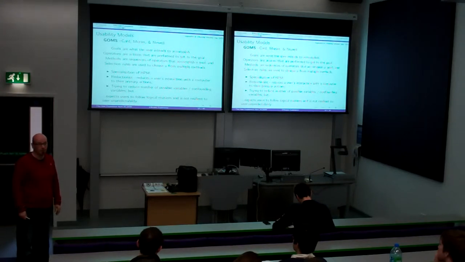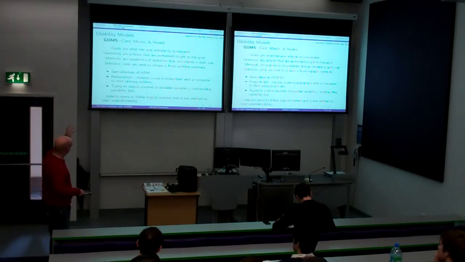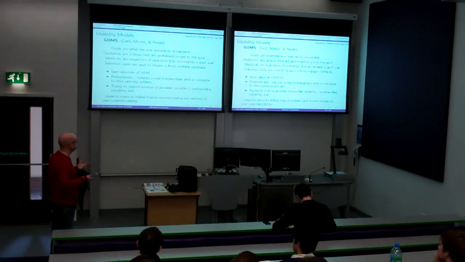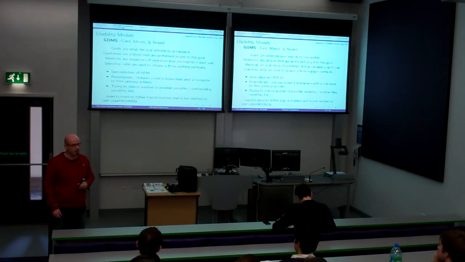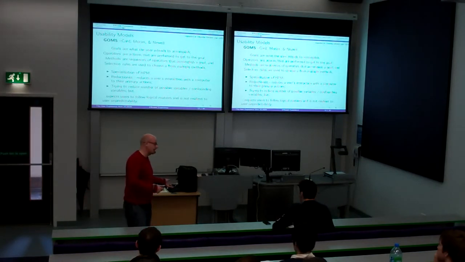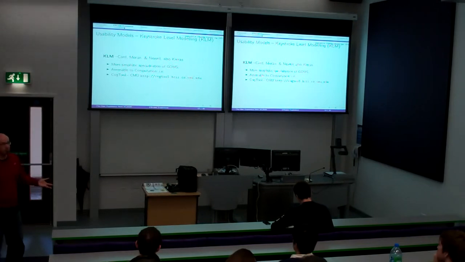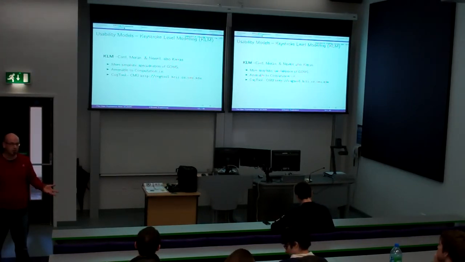Now this one, because it has these ideas of goals, operators and methods, makes you think, oh, there's some way of doing this. This might be all right, and we might be able to actually get something that's a bit more accurate. But, again, not quite the case. So, we move on to this. The keystroke level modelling. Keystroke level modelling is more accurate, but it's more constrained.